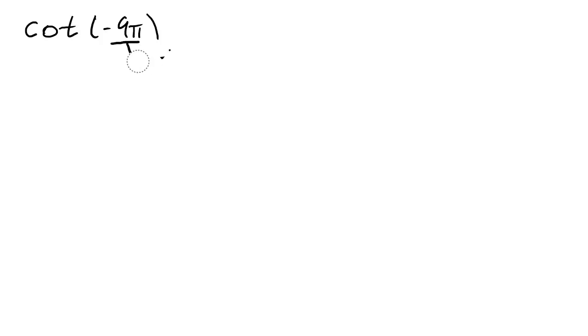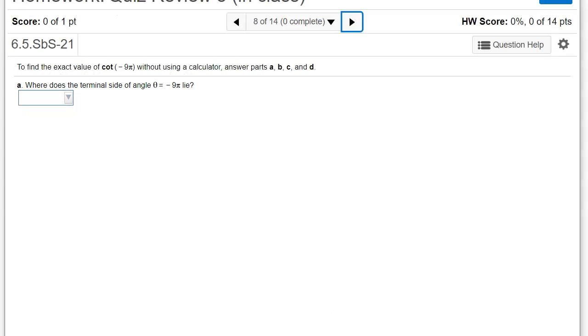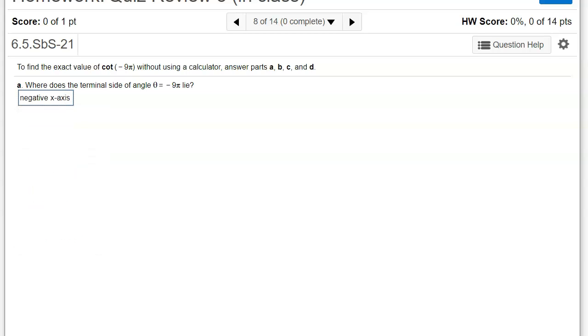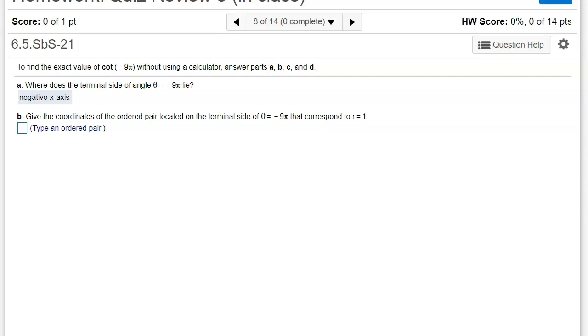Now we can see that since this is an odd number multiplying pi, this is going to be on the negative x-axis. Once we know that, remember that in these problems, when we're not given a position, let me open up my MyMathLab and type that in just so y'all see what question it asked. So this is on the negative x-axis, and we can submit that. It's correct. Then it asks you to give the coordinates.